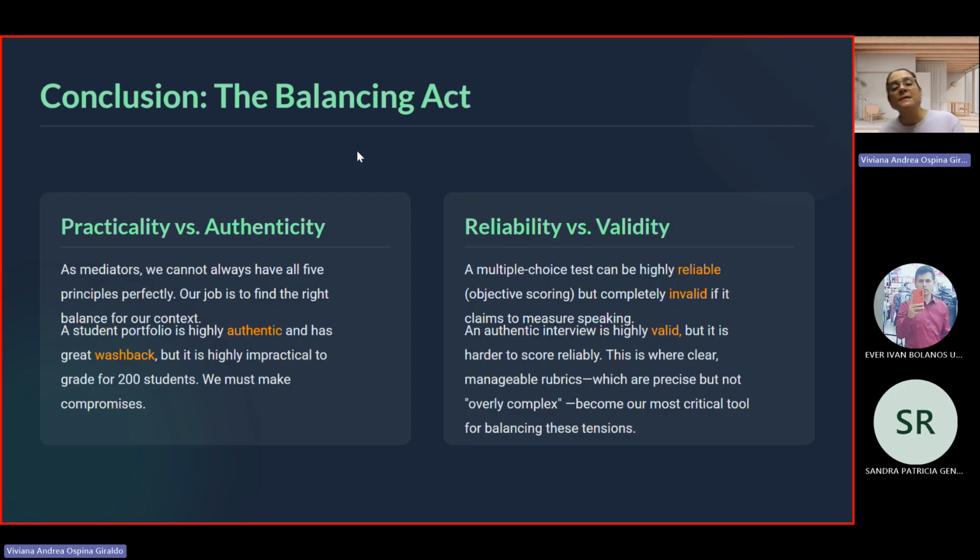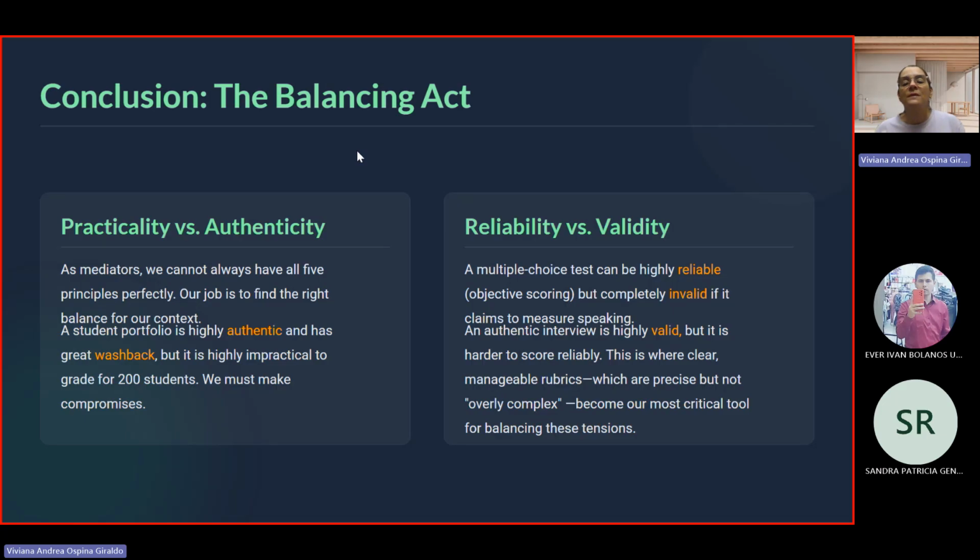So a multiple choice test can be highly reliable because if the answer is C, that's it. Because we have to differentiate objective scoring. But it is completely invalid if I'm going to use it for speaking. So remember that an authentic interview is highly valid. I can do an authentic interview with my students, and I will be measuring exactly in which speaking level they are. But it is harder to score.